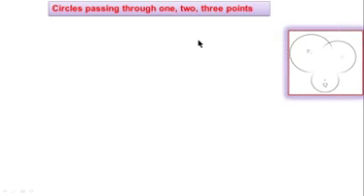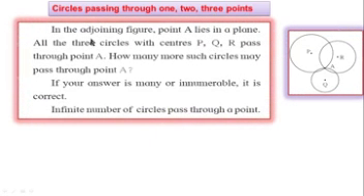Circle passing through 1, 2, 3 points. In the adjoining figure, point A lies in a plane. All the three circles with centers P, Q, R pass through point A. How many more such circles may pass through point A? If your answer is many or innumerable, it is correct. Infinite number of circles pass through a point.